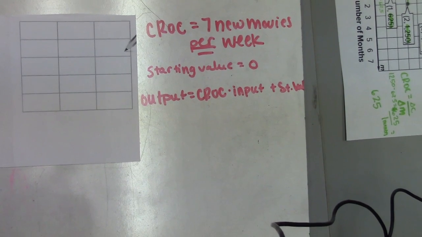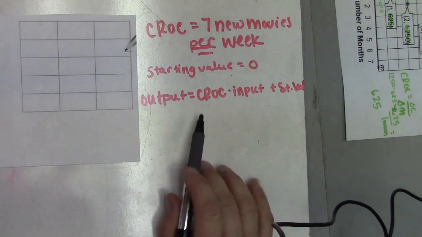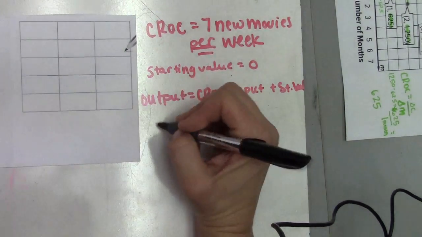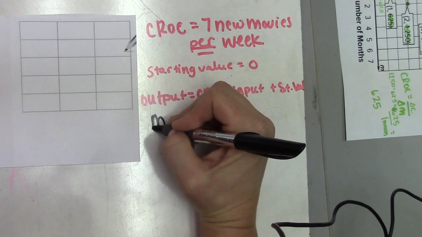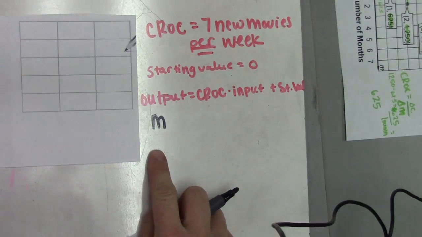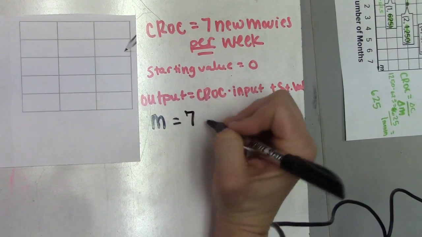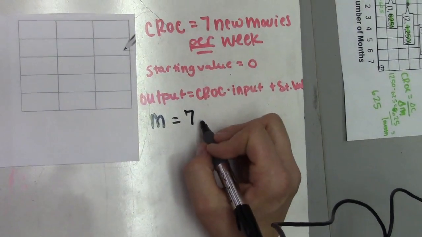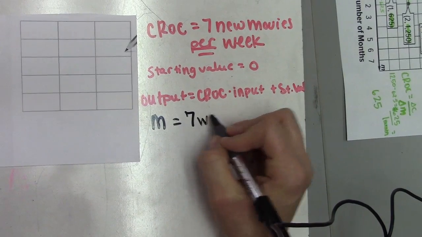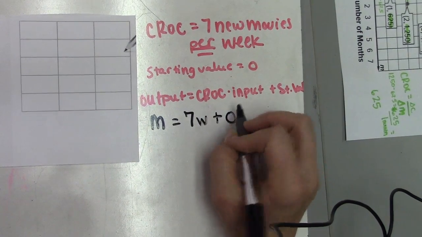So let's go through. I have everything that I need to know. It says write an equation to find the number of new movies, M. Well, M is going to be the output of my constant rate of change times the number of weeks. So M, or the number of movies, is my output, and that's equal to my constant rate of change, 7, times my input, the number of weeks. Now, my starting value, I didn't start with any movies, so it would be plus 0.